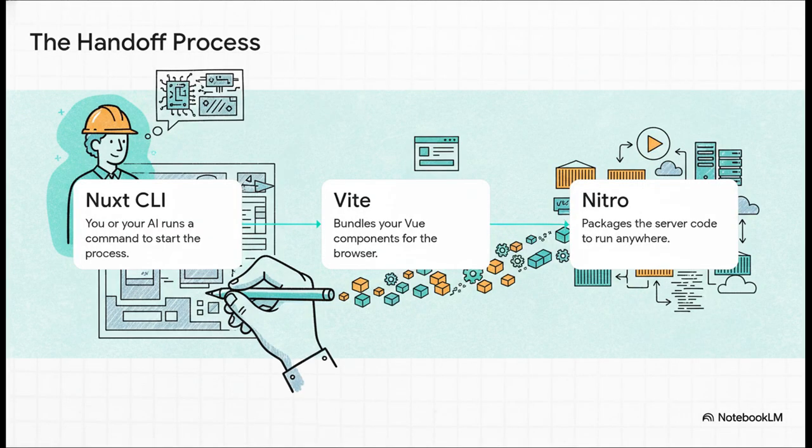So how does NUXT actually conduct this orchestra? It's this beautiful, seamless handoff. You, or your AI, runs a single command. Instantly, NUXT points to Vite and says, bundle up all the visual stuff for the browser. At the exact same time, it tells Nitro, package up all the server logic into one neat little box that can run anywhere. And I mean anywhere. A classic server, a serverless function, you name it. You don't have to manage any of this, you just kick it off.